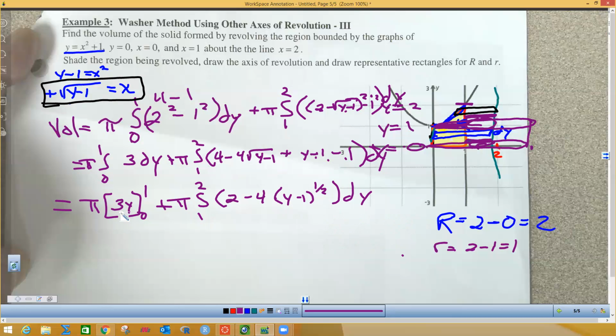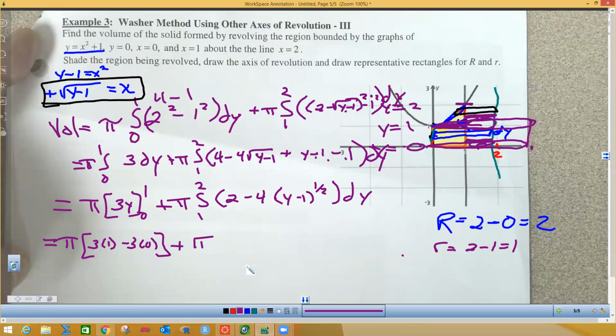So over here, I'm going to go ahead and plug this one in. So this is going to be a pi. I'm going to have 3 times 1 minus 3 times 0. Over here, I got a pi. And I'm going to do the integral of these parts. So I'm going to split this up into 2 different problems right now. I don't want to do every single step here.